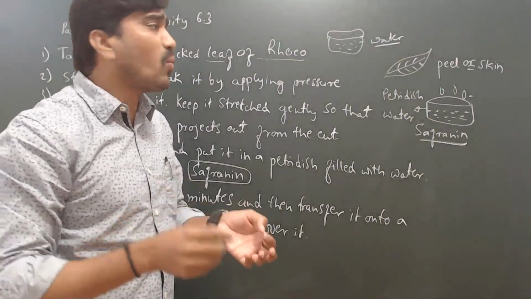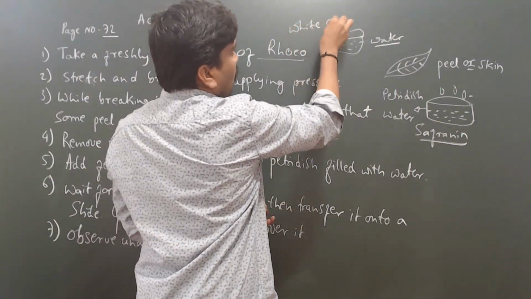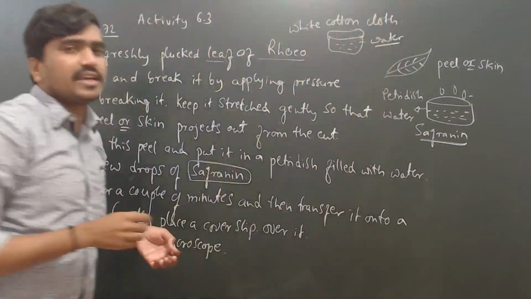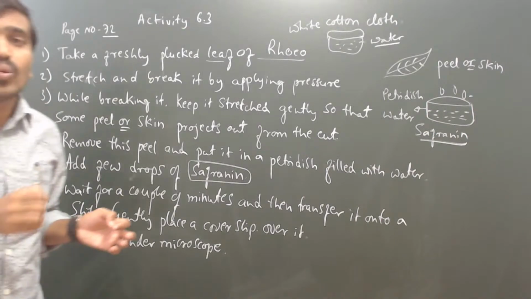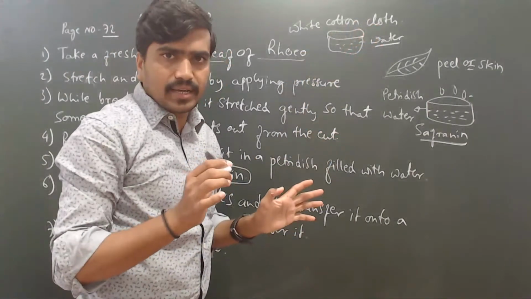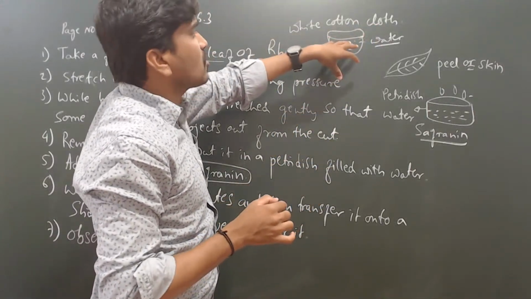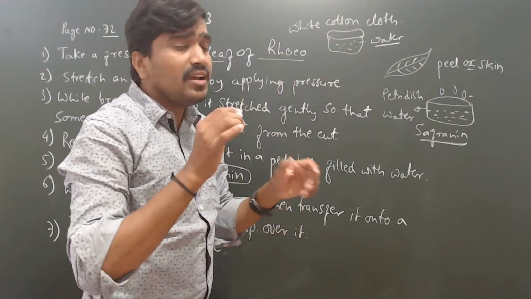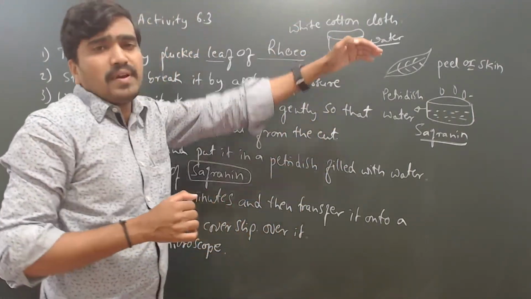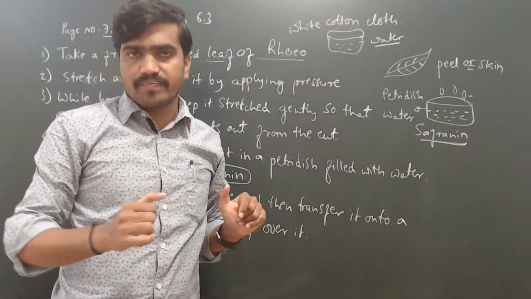Then take one white cotton cloth. Clearly, I am mentioning here the cloth is in white color. Then keep this cotton cloth inside the glass jar that contains the water. Up to this step, the cloth color is white only.